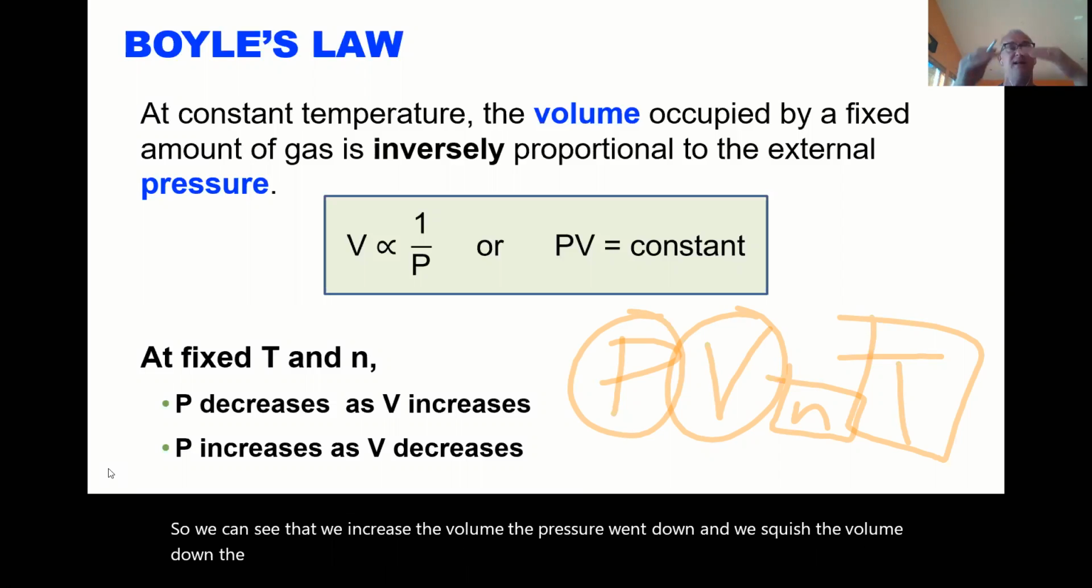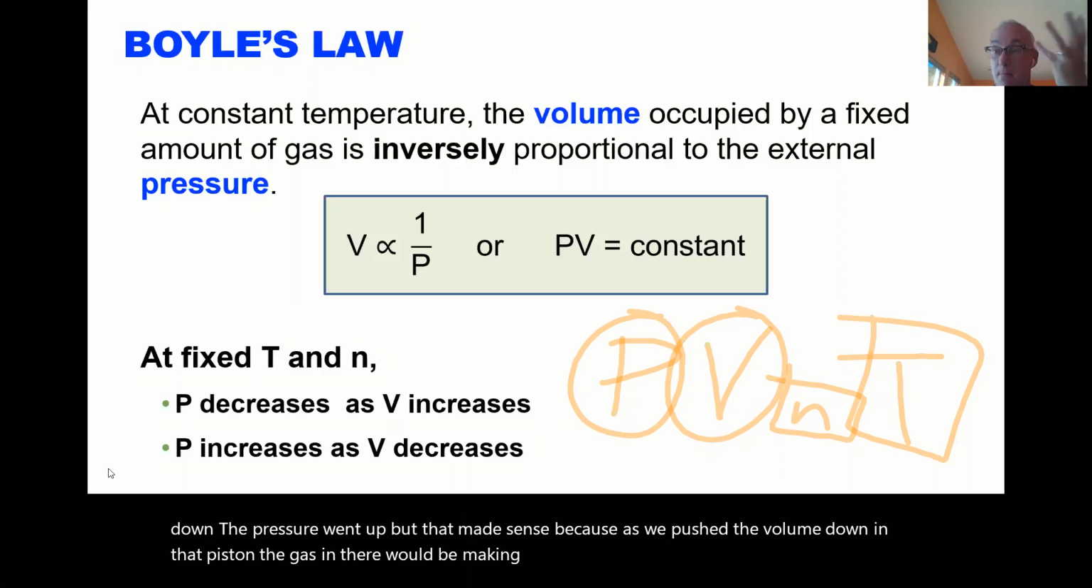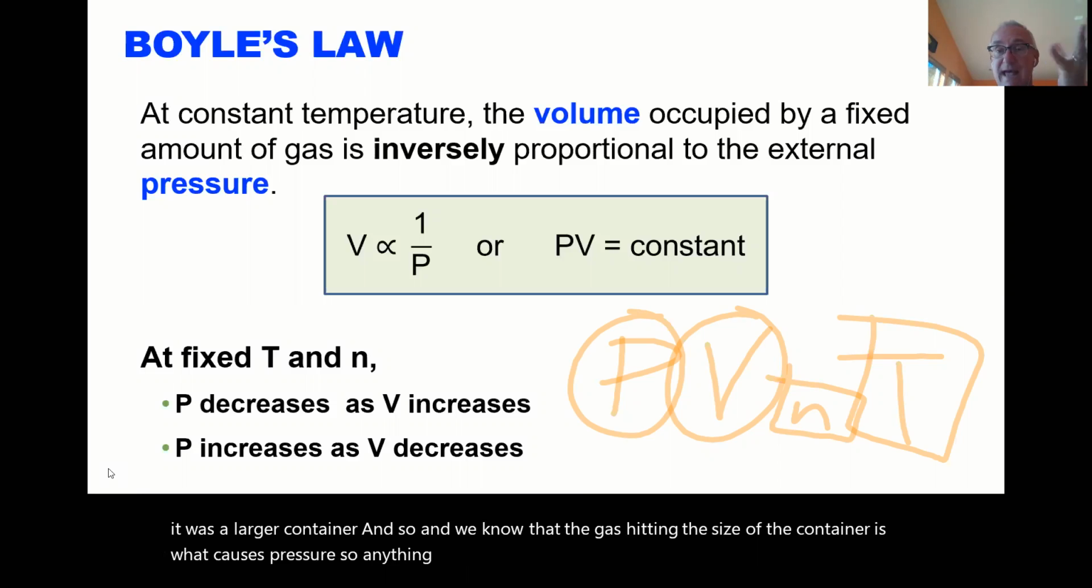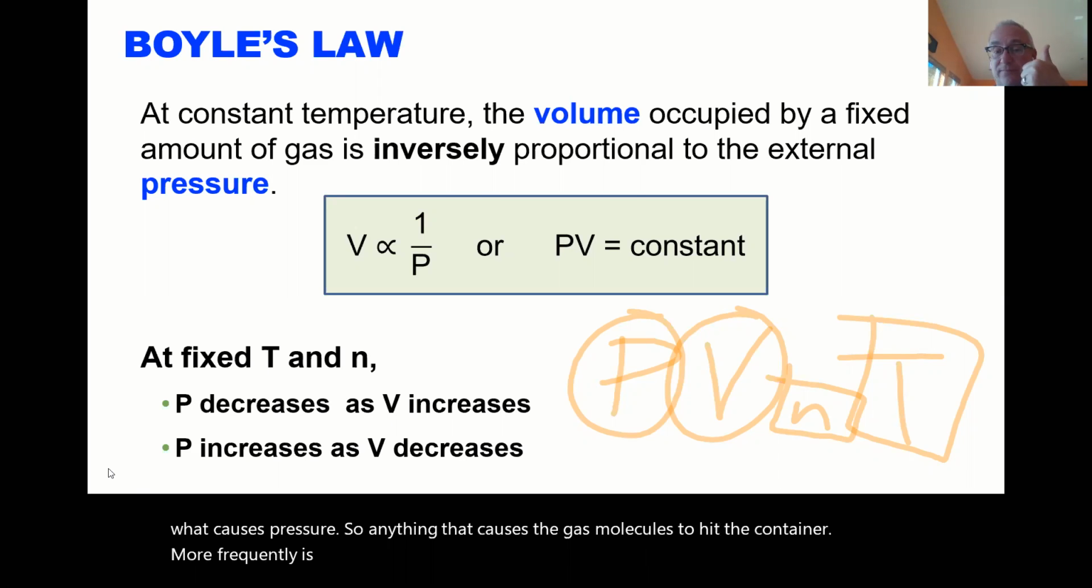That made sense because as we pushed the volume down in that piston, the gas in there would be making contact with the sides of the container more than if it was a larger container. And we know that the gas hitting the sides of the container is what causes pressure. So anything that causes the gas molecules to hit the container more frequently is going to increase the pressure. So we saw that there was an inverse relationship.